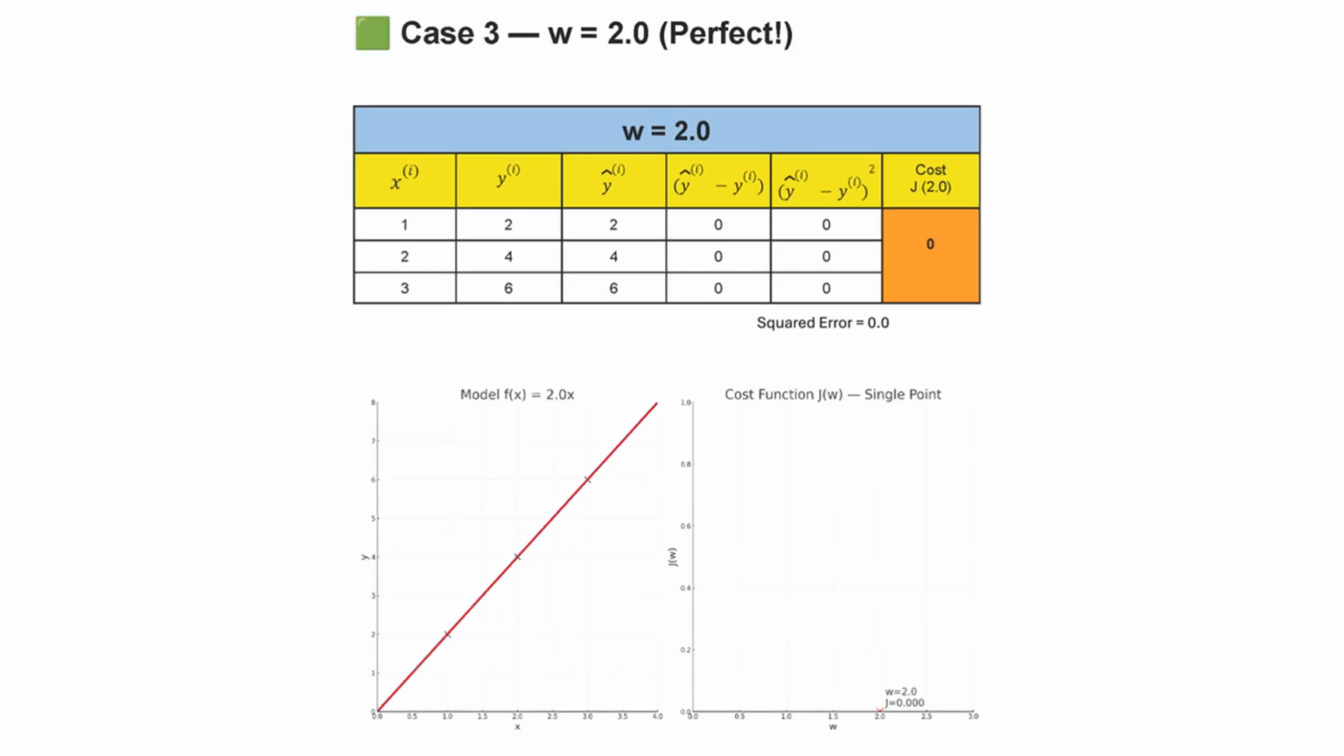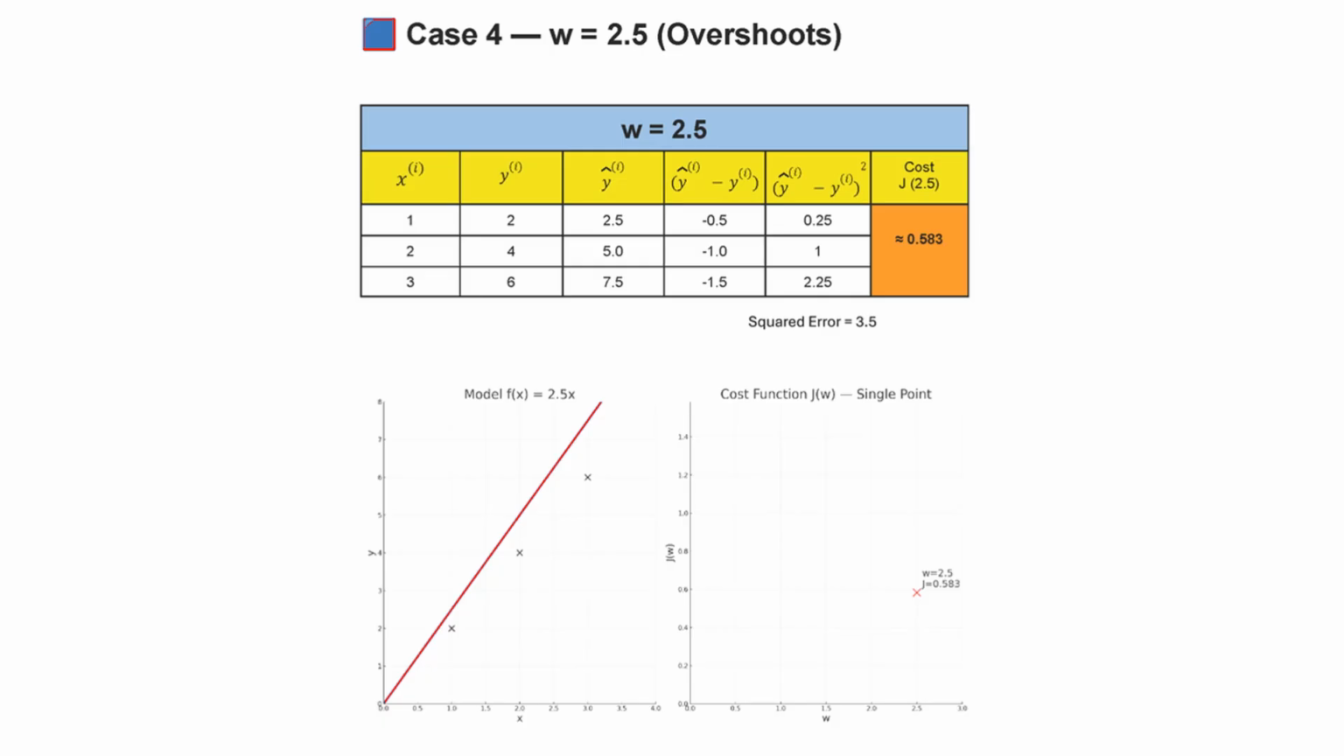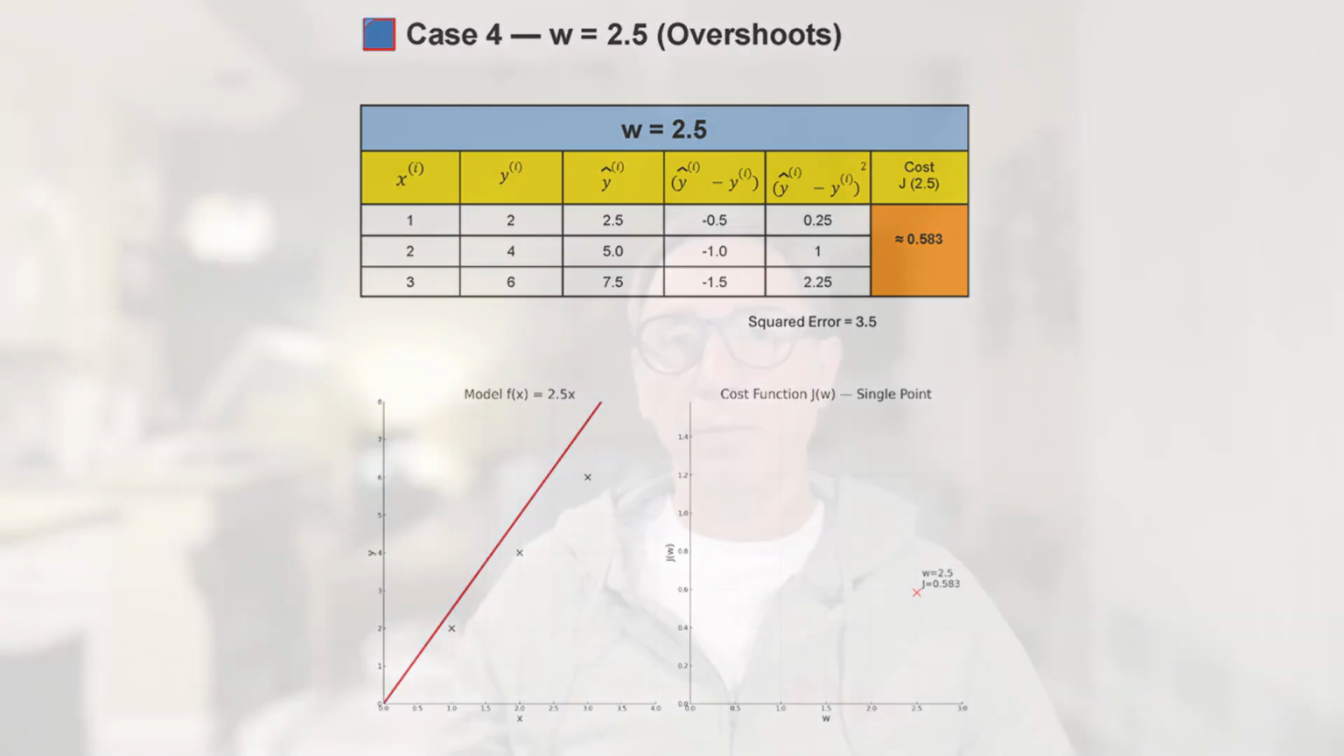For case 3, we're bumping w up to 2.0. This is perfect. Cost is 0 and the model is perfectly estimating, with our model line perfectly aligned with the training data. Now, let's crank w up to 2.5 and see what happens. We can see that in this case, cost is 0.583, and this time our model is overshooting, and the model's red line appears above our training data points.